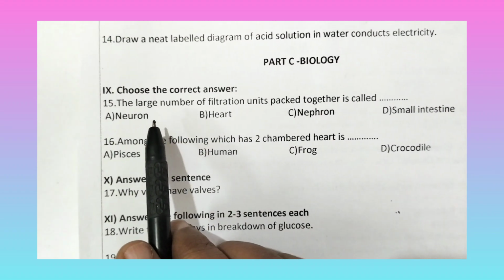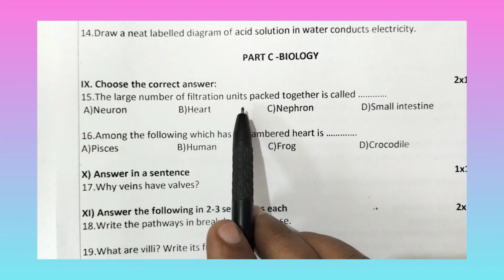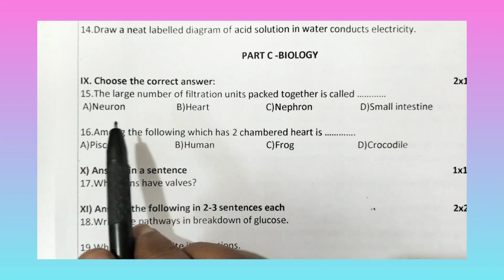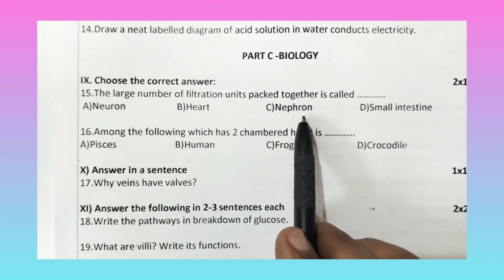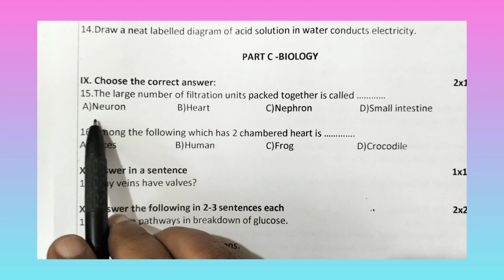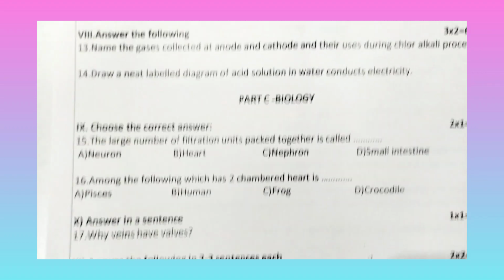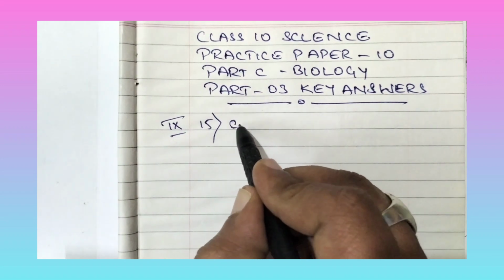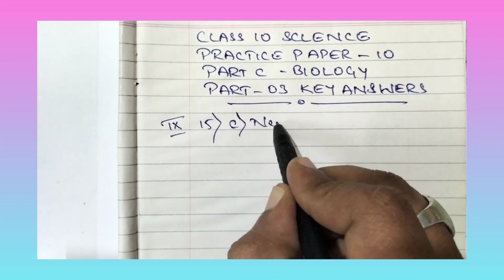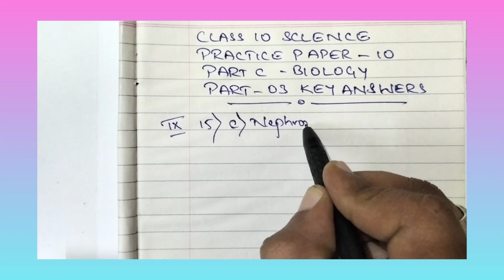The large number of filtration units packed together is called neuron, heart, nephron, small intestine. So among these four options, the right option is option C, that is nephron. So option C, nephron is the right answer.